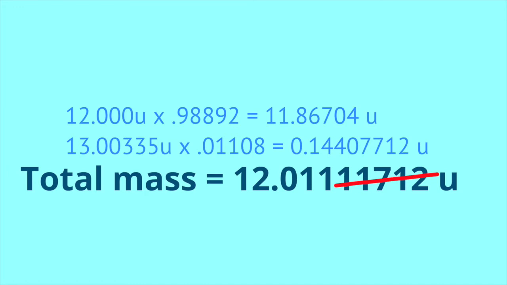The smallest of these numbers comes from the 12.000 in the mass of carbon-12. So that has 5 significant figures. In the answer, we have to have 5 significant figures. And we do. 12.011 has 5 significant figures in it.